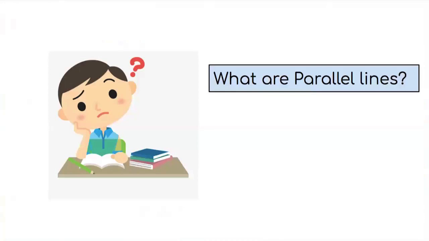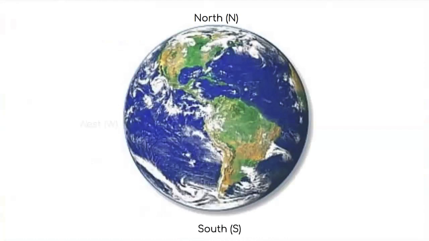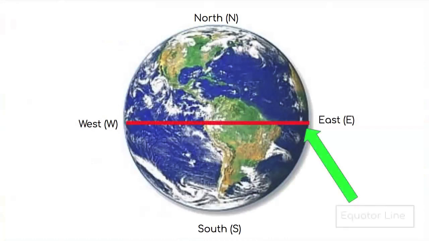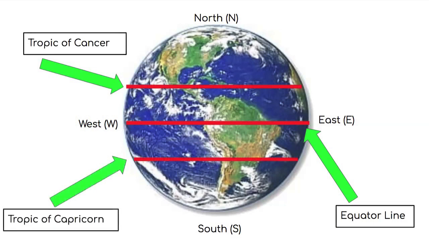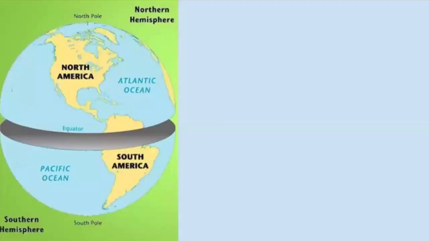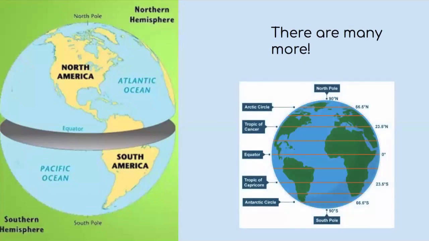Let's start with the first imaginary lines. What are parallels? Here we have a representation of our planet. Parallels are imaginary lines that run from west to east. The most important one is called the equator line, but we also have the Tropic of Cancer and the Tropic of Capricorn. Do you see that they are parallel from each other? That is where the name came from. The equator line divides the Earth into the northern hemisphere and the southern hemisphere. But those are not the only ones. We have many other parallel lines.